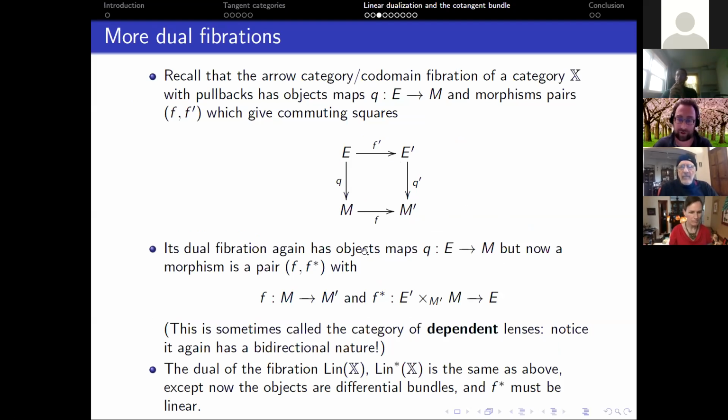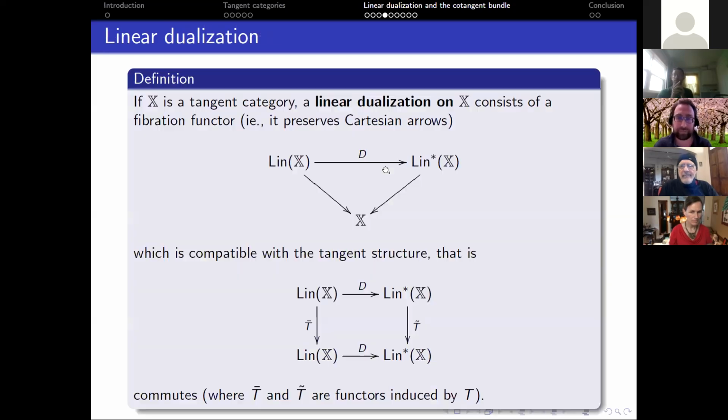So the dual of the linear fibration is the same as above, except now these objects have to be differential, or in this case of smooth manifolds, vector bundles. And then we've got these maps going both forwards and backwards.